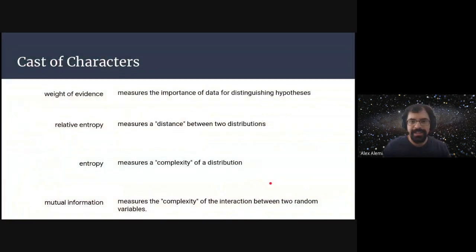So the cast of characters today is about four measurements, four functions: weight of evidence, relative entropy, entropy, and mutual information. Broadly, what is weight of evidence? It's a measurement that, given data and two hypotheses, allows you to try to distinguish between the two hypotheses. It involves three things. Then with relative entropy, we ask, what if I only have two distributions? How do I measure two distributions with respect to one another? With entropy, we get even simpler. How do I measure a single distribution? And with mutual information, we ask, how do I measure two random variables with respect to one another? Something about how close or how similar they are.